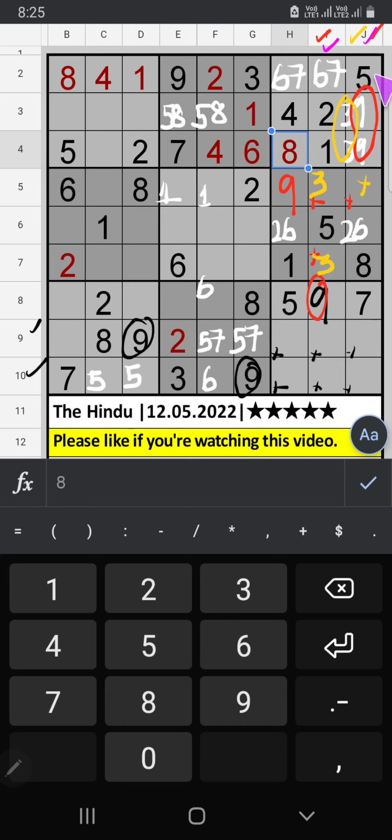Column I, column J, we have 3. So 3 can't come in these cells. 10th row also we have 3. So 3 can't come in the cell. Then 3 is confirmed here.